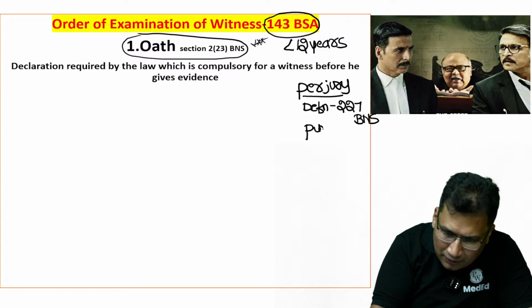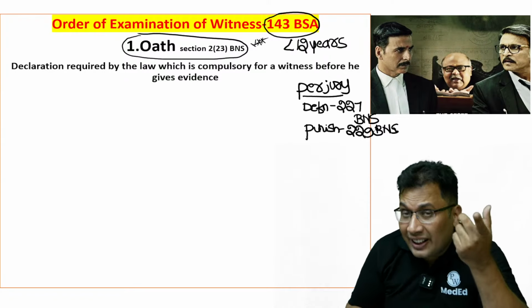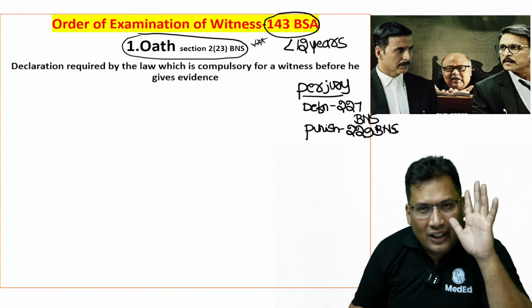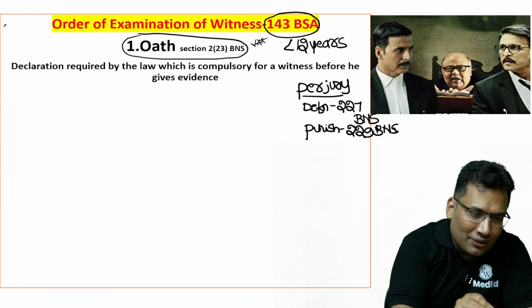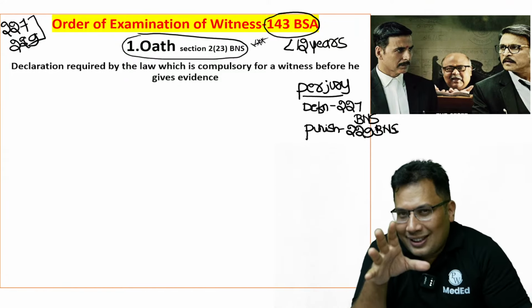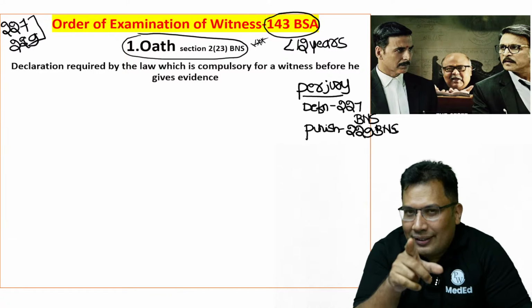Punishment: 229 BNS. Previously 191 and 193 IPC, now it is 227 and 229 BNS. So all of you write 227 and 229 in the chat box. Write it, it's compulsory, like oath is compulsory. You need to write 227 and 229 in the chat box. Yes, come on guys.